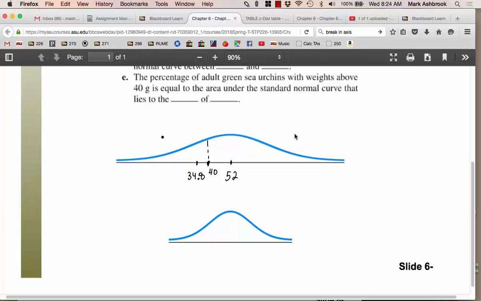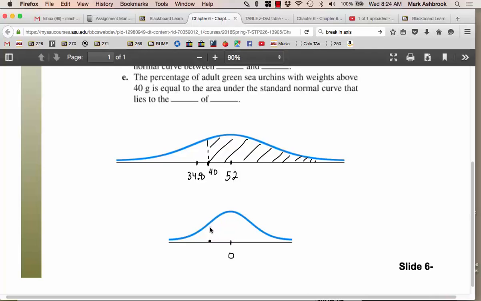So how is that seen in this graph? How is the percentage of sea urchins greater than 40 grams seen in this picture? It's everything past that line. When you say everything, you mean what? The area. So this area is equivalent to the percentage of sea urchins greater than 40. If we want that area, that's the same as what area?